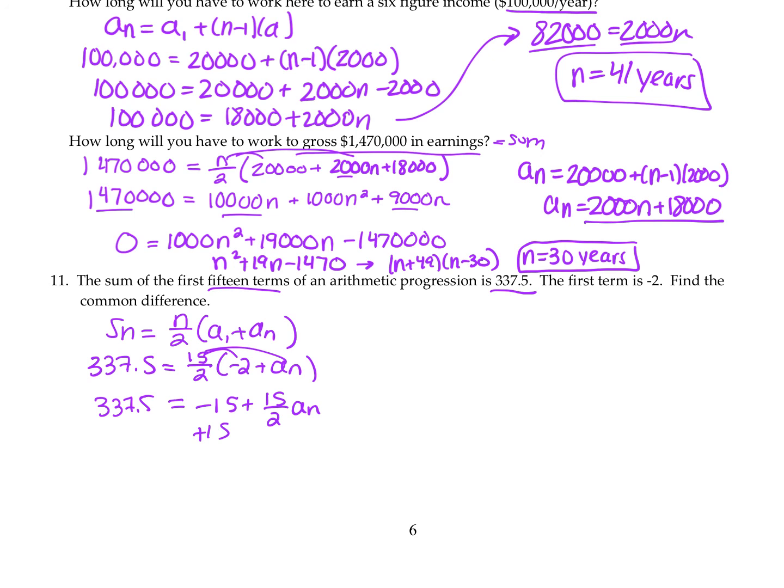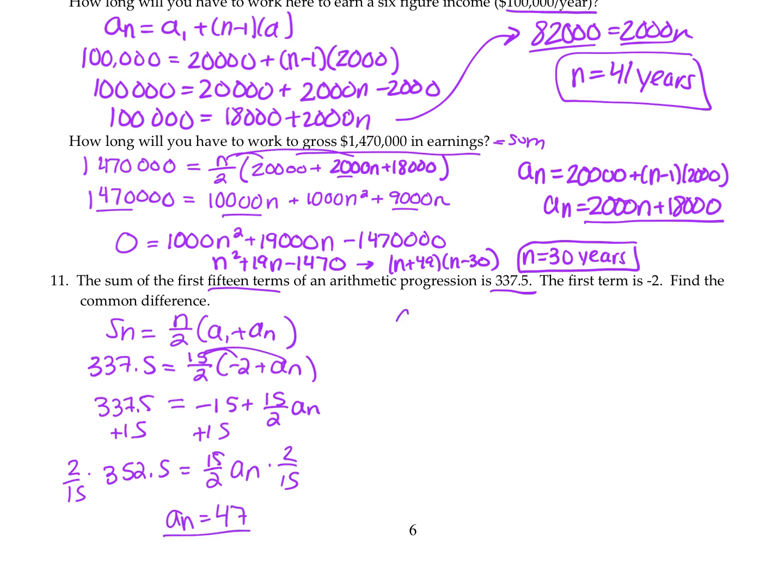So if I add 15, and then multiply by the reciprocal, my an is going to be 47.